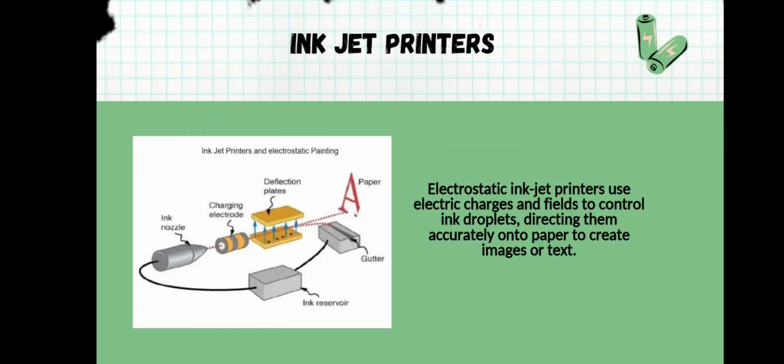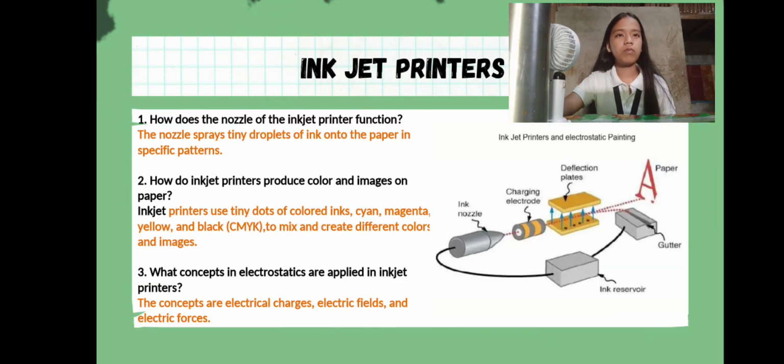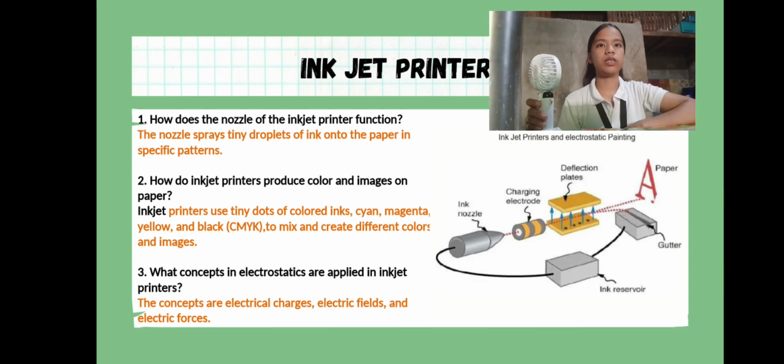And next is inkjet printers. That's the one, as you can see in the image, that is inside the printer. So first question, how does the nozzle of the inkjet printer function? So the nozzle sprays tiny droplets of ink onto a paper in a specific pattern.